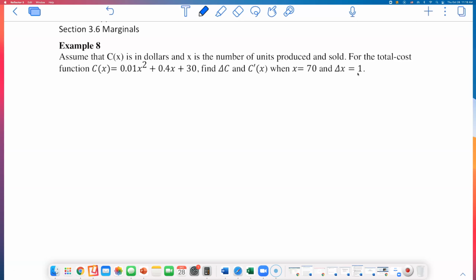Okay, so let's talk about what they want. What is the first thing that they want? They want delta C. A delta C in words is change in cost, right? In dollars. So money, like from $5 to $10, what's the change in cost? So I'll go with that first.